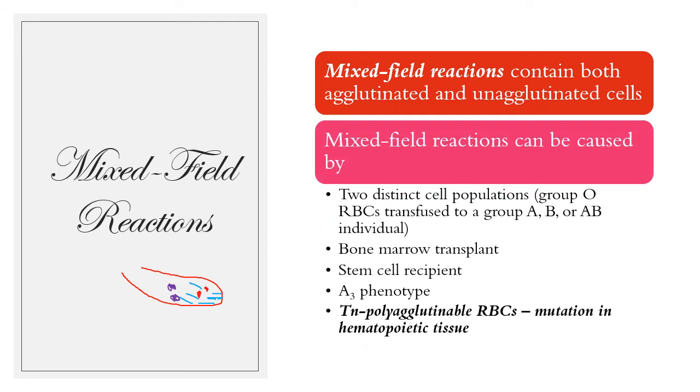So why do we get those? One, if you give a person of one blood type a different blood type, for example group O to a person who's A, B, or AB. The next one, which is more common, is a bone marrow transplant or a stem cell transplant. A3 phenotype: this is key, if you have a question about a subgroup and it tells you there were mixed field reactions, most of the time it's A3. And then polyagglutinable red blood cells, mutations, and hematopoietic tissue. In the hospital setting, the first thing you normally see is a person who had a massive transfusion. If not, the next thing you see is a bone marrow transplant or stem cell recipient, or one of the phenotypes.